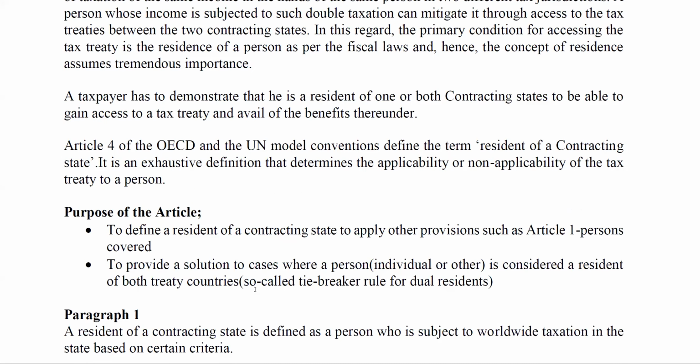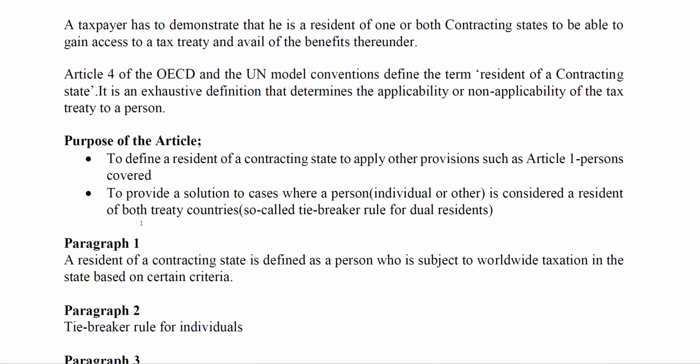Now, Article 4 of the OECD and the UN model define the term resident of a contracting state. One thing you must understand is that this is an exhaustive definition. It means it completes the definition of residence; there's nothing more to be added. It exhausts the whole definition of residence, right? That determines the applicability or non-applicability of the tax treaty to a person. Is that okay? So what is the purpose of the article?